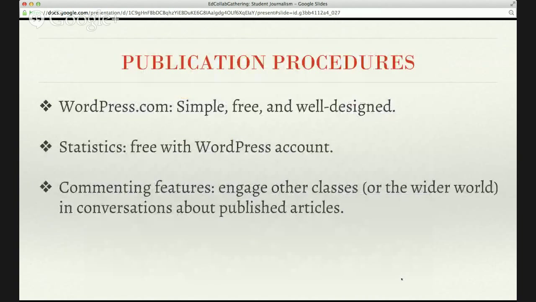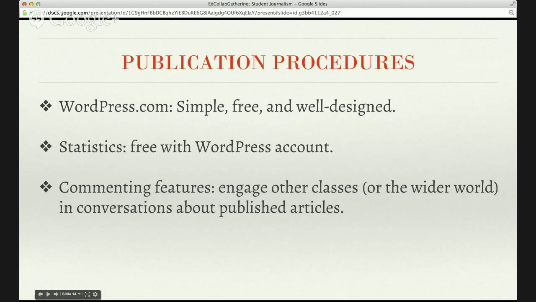The next big question that I want to go over is, well, it's easy enough for you to say that we can put it online. Well, how do we do that? I think just make a WordPress website. WordPress.com is simple, it's free, and it's easy to use. It's built to be intuitive. You can see the statistics of who's used your website with a WordPress account. You have features where students from other classes can comment upon your articles and engage in wider conversations about the topics of the articles.